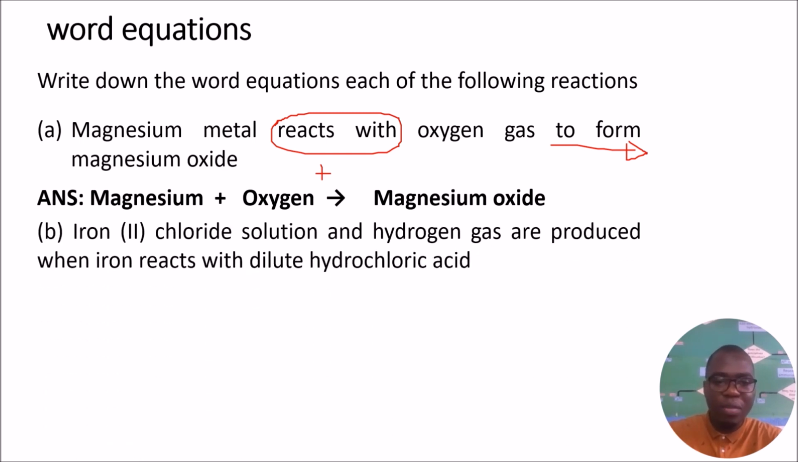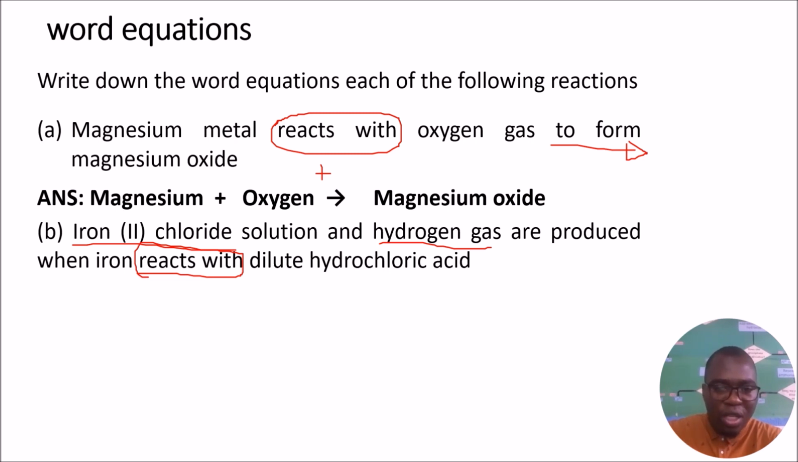Let's look at B. B says iron 2 chloride solution and hydrogen gas are produced. So we already know what is on the right-hand side. They've said iron 2 chloride and hydrogen gas are produced. So these are the products and hence will be on the right-hand side. How are they produced? When iron reacts with. Again, we have seen the reacts with, and the fact that they've said reacts with means that those particular things are on the left-hand side.